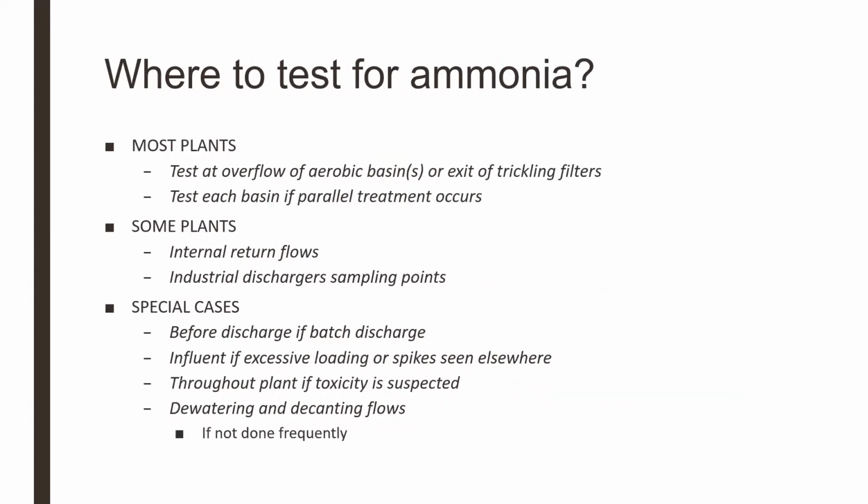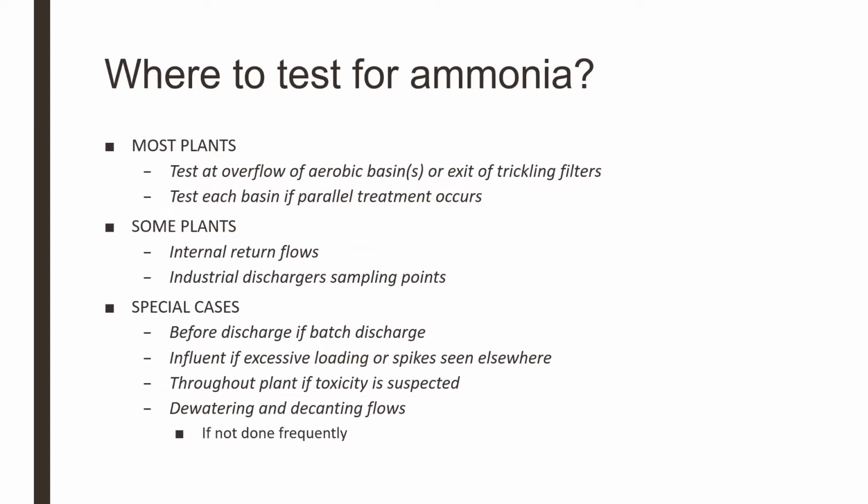So when we're looking at where to test for ammonia, for most plants, and there's a plethora of plants out there, so I may have skipped yours, but for most plants, you want to test at the overflow of your aerobic basin or the exit of the trickling filter. So it's typically the lower elevation coming out of your trickling filter.